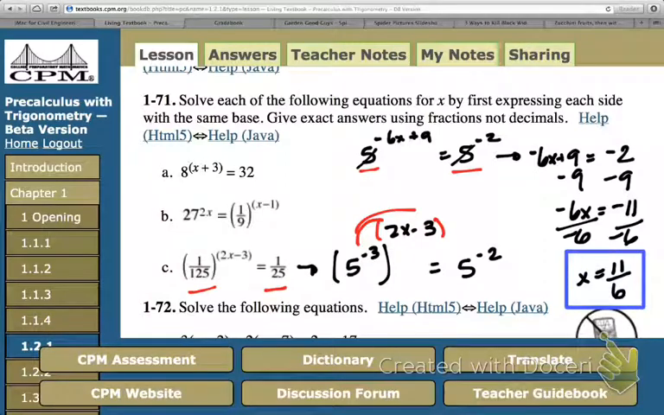Alright. So in all three of these problems, you see that the goal, or the process, is to find the same base. It's all about this move right here. Once you can find the same base, then the tops become really the algebra involved. You set them equal to each other, and you're back to algebra 2. Alright, hope that helps.